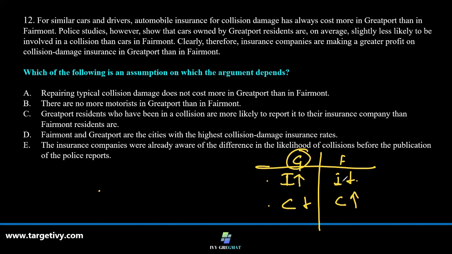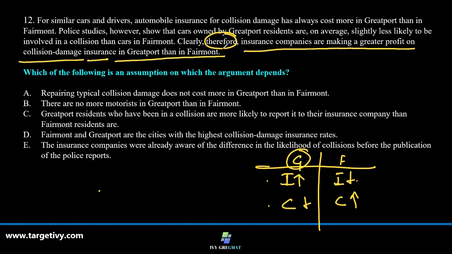So if this is the case, the author says clearly, therefore, the conclusion drawn by the author is that insurance companies are making greater profit on collision damage insurance in Greatport than in Fairmount. So insurance companies are making more profit here. How come? To support this argument, there is an assumption here that the insurance companies are making more profit. What may be their assumption? Let's look at the options.